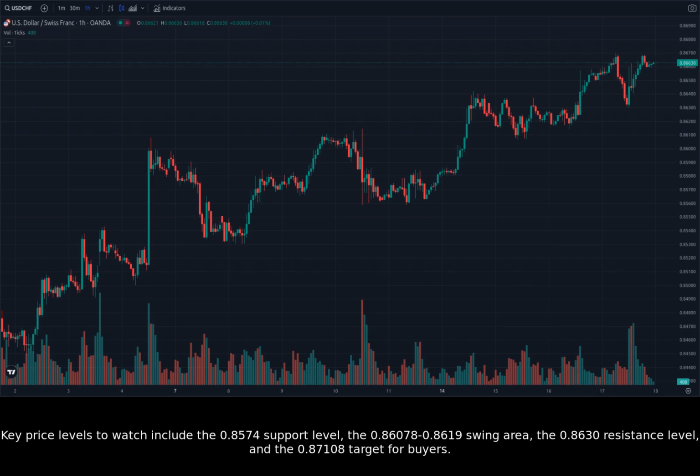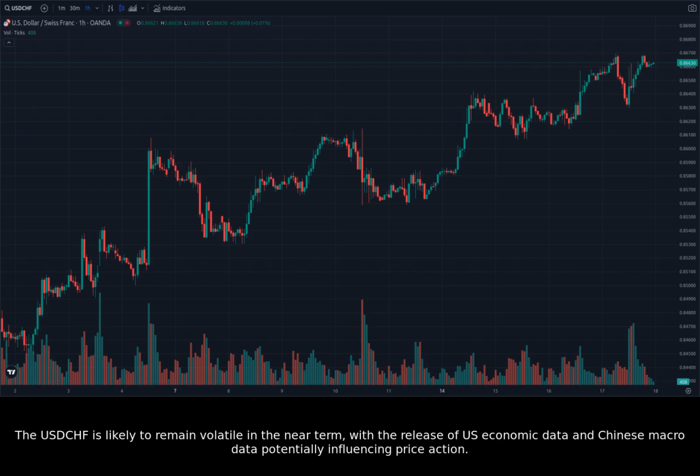Key price levels to watch include the 0.8574 support level, the 0.86078 to 0.8619 swing area, the 0.8630 resistance level, and the 0.87108 target for buyers. The USDCHF is likely to remain volatile in the near term, with the release of U.S. economic data and Chinese macro data potentially influencing price action.